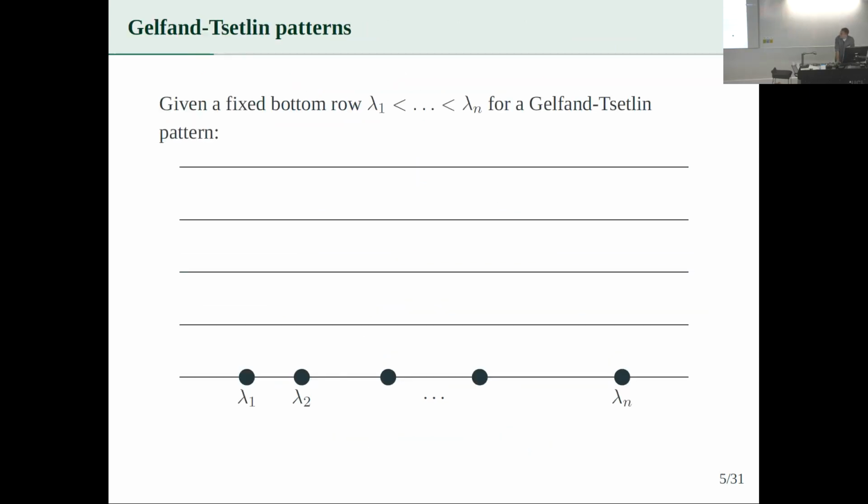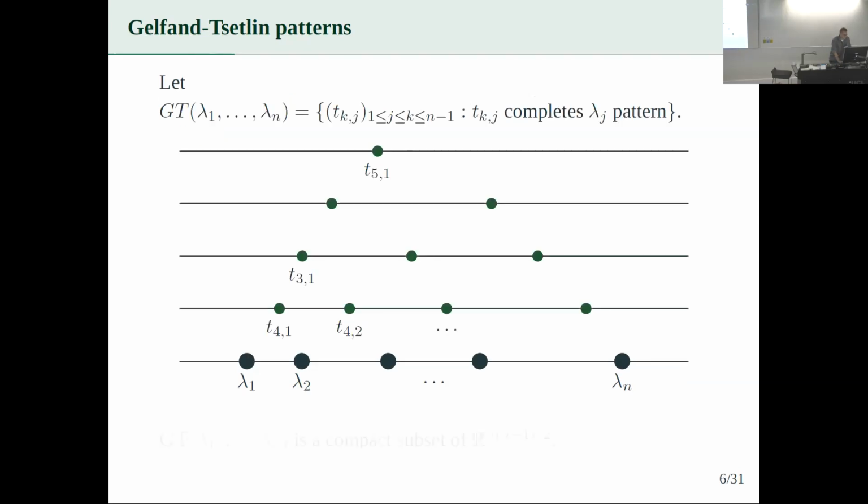Now, if I fix a bottom row for a Gelfand-Tsetlin pattern, so I've fixed n real numbers, I can consider the set of ways of completing this pattern. So I can write GT(λ1, ..., λn) for the set of real numbers T_ij that complete this pattern. So it's a set of real numbers satisfying a complicated set of inequalities. Of course, this set of real numbers is a compact subset of R to the n(n-1)/2.